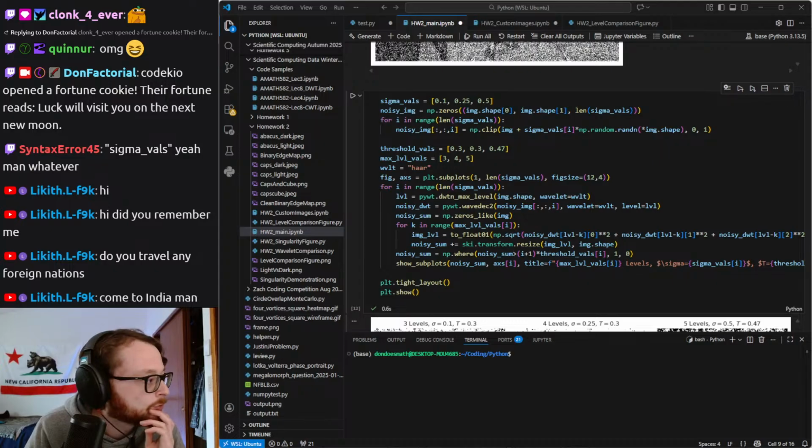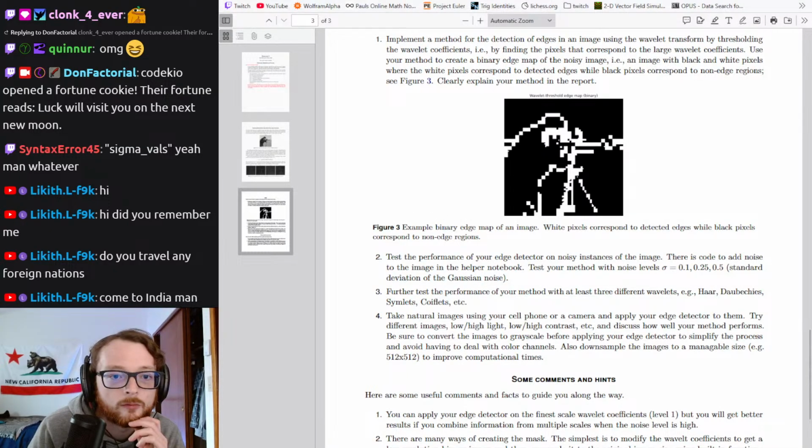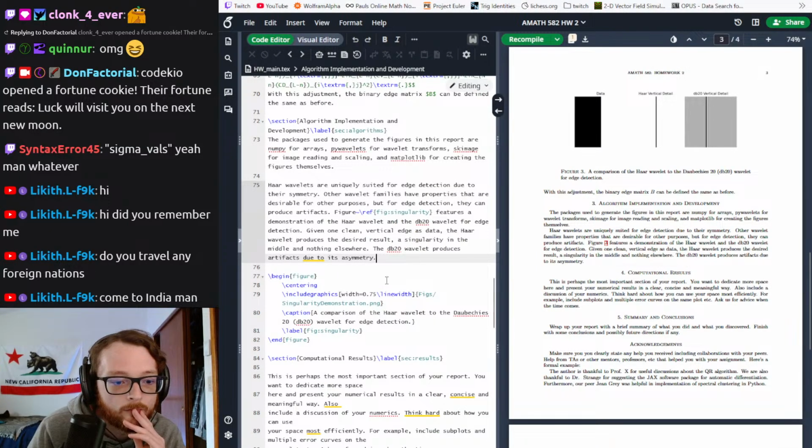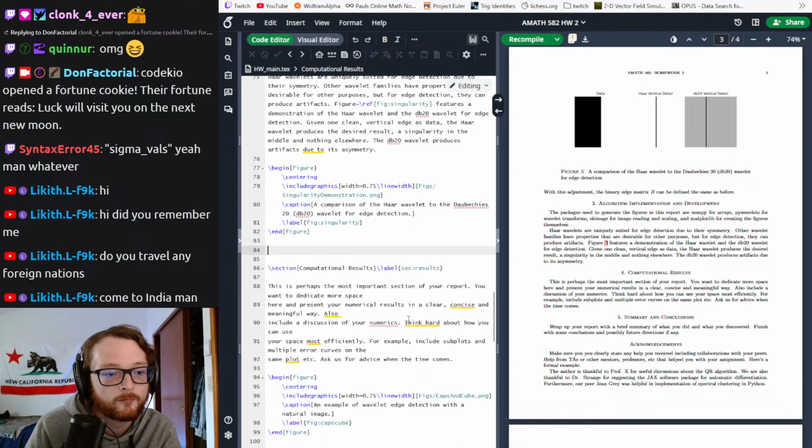I'll figure that out off stream, and for now I can go back to just writing this stuff out. What was my plan with this figure? Oh yeah, I was just doing that for the different levels of noise.